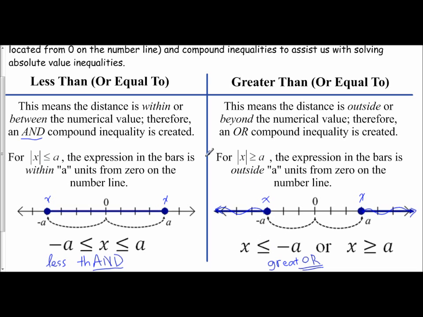If it's an absolute value less than or equal to, it's an and compound inequality. If it's greater than or equal to, it's an or compound inequality. So at least get some understanding of this before we move on to the examples.